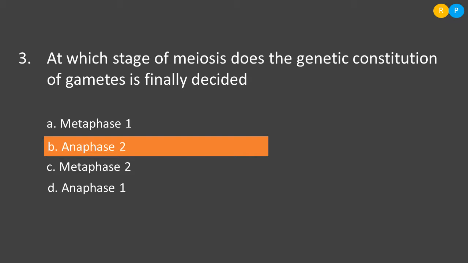So in metaphase 2 also, you can't judge the distribution of chromosomes because it has already been decided in meiosis 1. Then option D, anaphase 1.